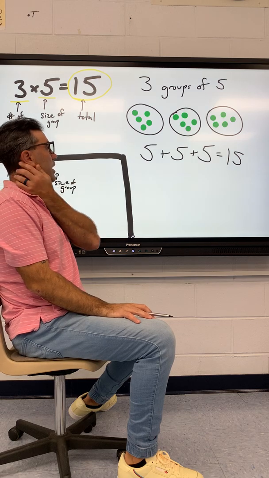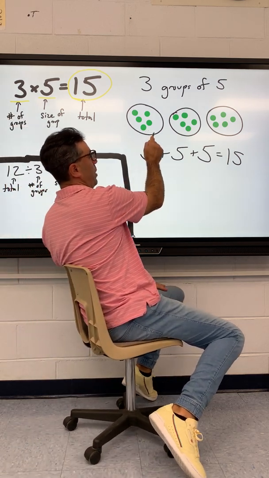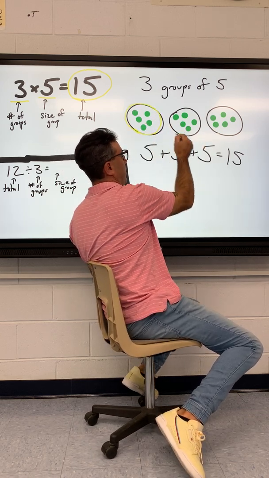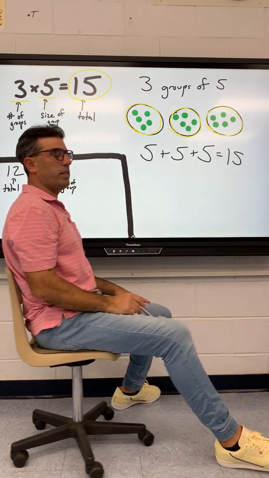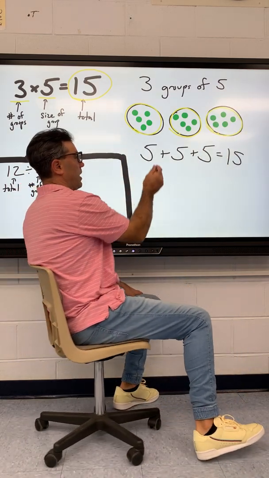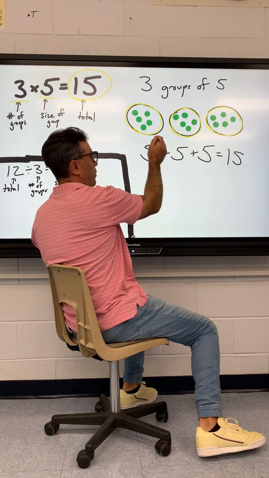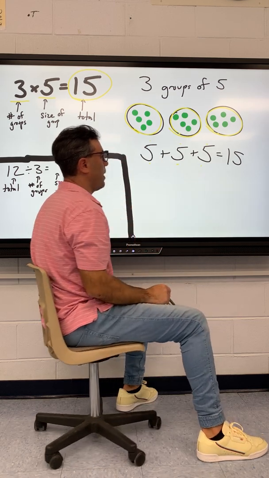So what does it look like? Well, 3 groups of 5. It would be like 3 groups, 1, 2, 3 groups, and each group has 5 in it. 5, 5, 5. Or we did something called repeated addition, like 3 5s. 3 times 5 means 3 groups of 5, or 5 plus 5 plus 5. So 5, 10, 15. Okay?